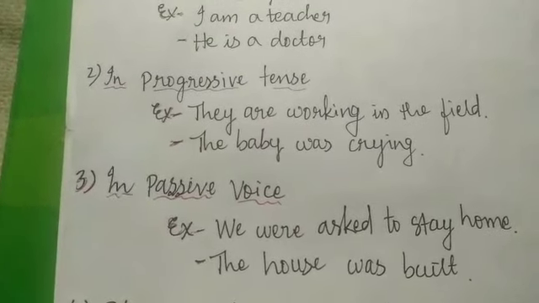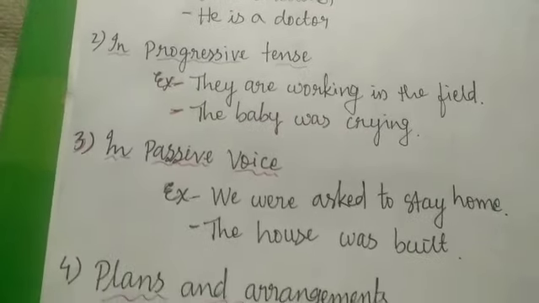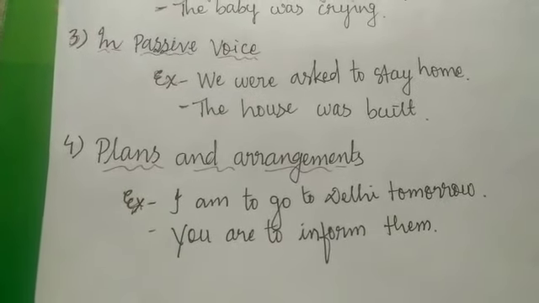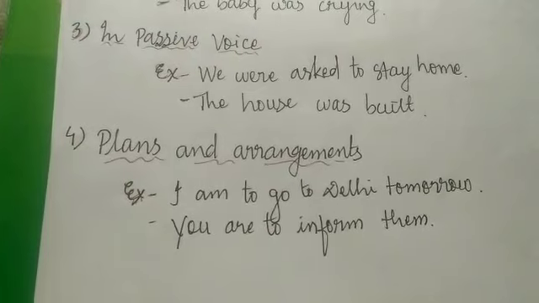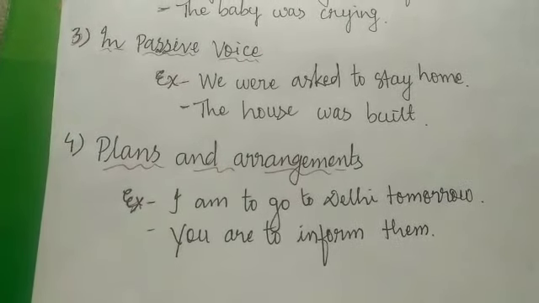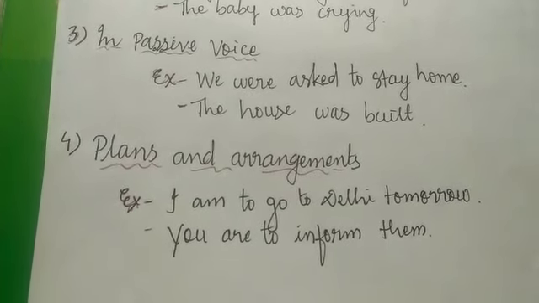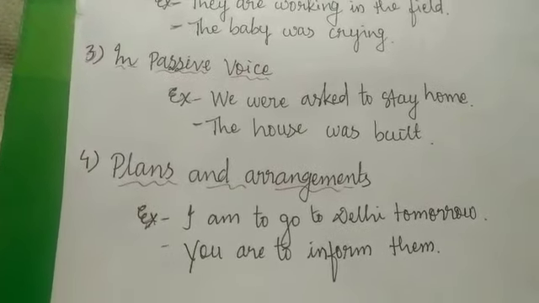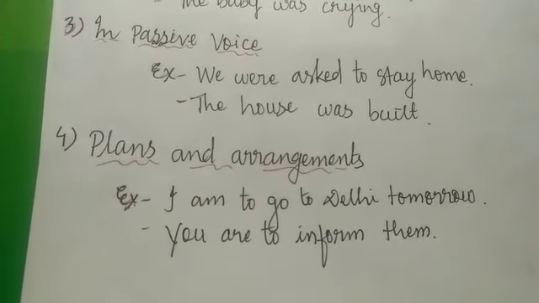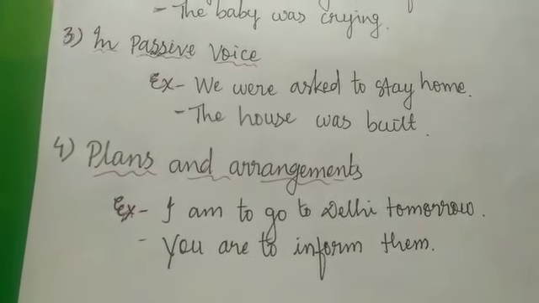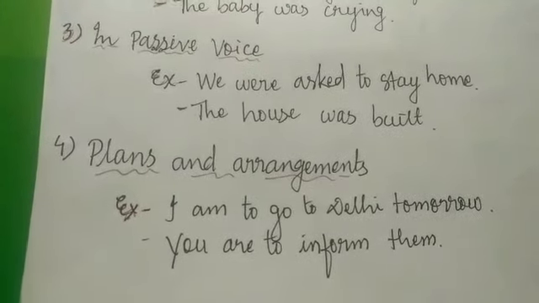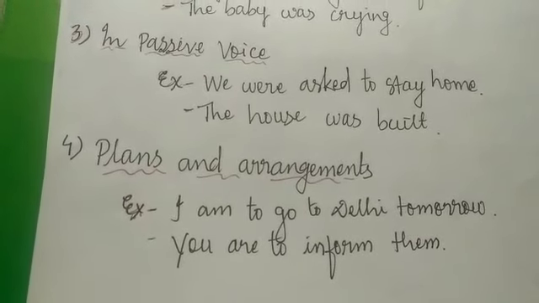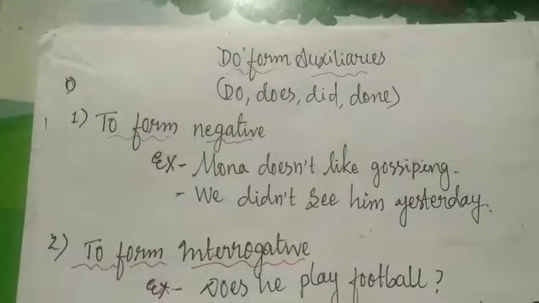Now the fourth function of be form auxiliaries is that it is used in plans and arrangements. For example, I am to go to Delhi tomorrow, or you are to inform them. When I say I am to go to Delhi tomorrow, that means I have planned to go to Delhi tomorrow. So when the infinitive comes after the auxiliary, it shows the plan or arrangement.